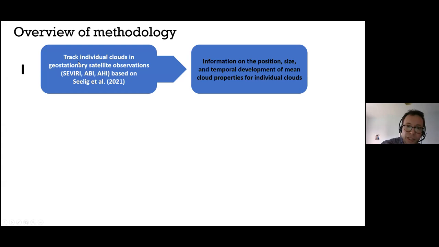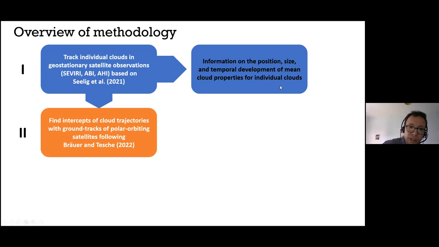We take those geostationary observations, and in the end, we get information on the position, the size, the temporal development of mean cloud properties, and all of this for individual clouds. So rather than using these highly averaged aerosol and cloud fields, as I showed earlier, we are going down to the level of individual clouds. Then we developed a methodology where we can find the intercepts between those cloud trajectories we retrieved in step one with the tracks of those polar orbiting satellites, which have all those science-grade sensors on board and provide the most detailed observations that we can get so far.